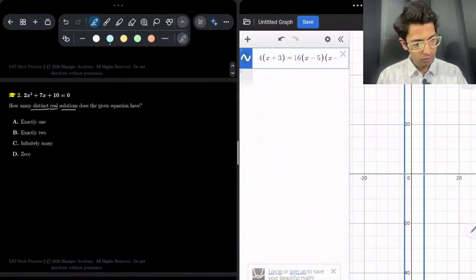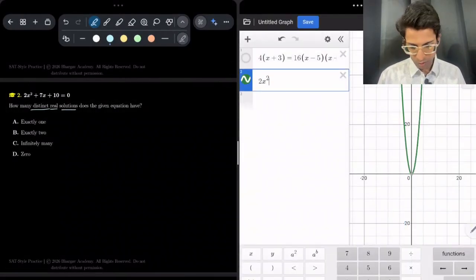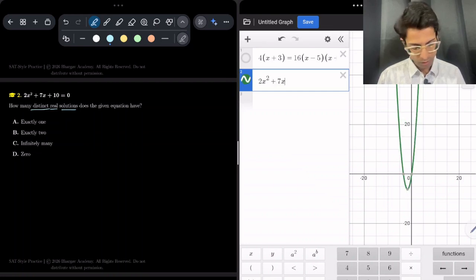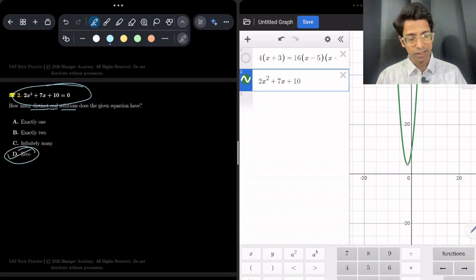Let me type this one. 2x square plus 7x plus 10. How many distinct real solutions? Solutions are those where this particular parabola meets the x-axis. Since this particular parabola is not meeting the x-axis, there are no real solutions for this particular equation. So the answer is 0. Let's go to the next question.